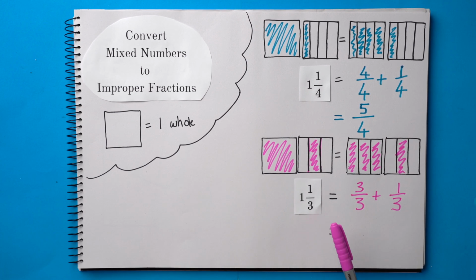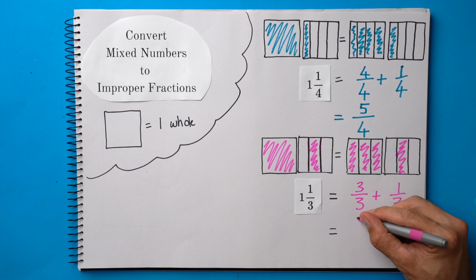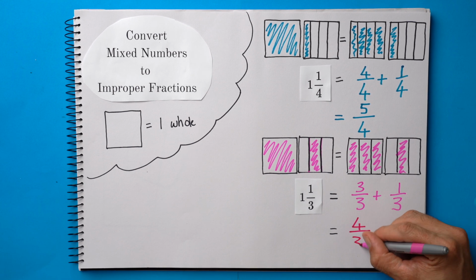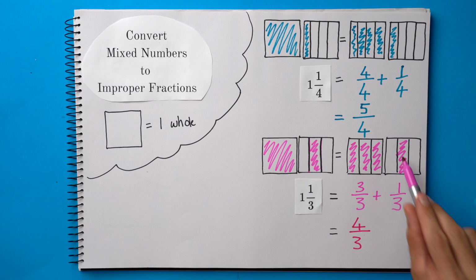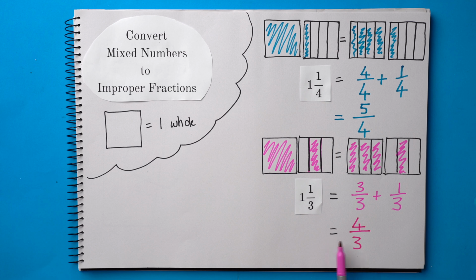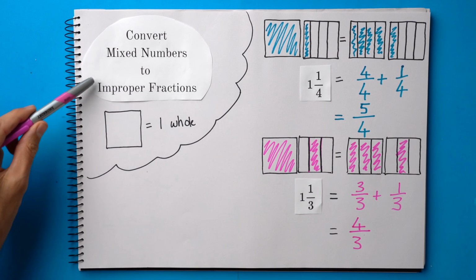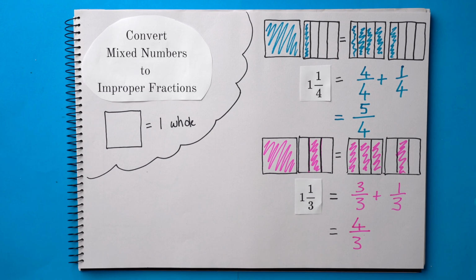Then when we add them up, we've got 3/3 plus 1/3. 3 plus 1 is 4, so we've got 4/3 now. 4/3. 1, 2, 3, 4. So 1 1/3 is the same as 4/3. That's how we convert mixed numbers to improper fractions with the diagram.